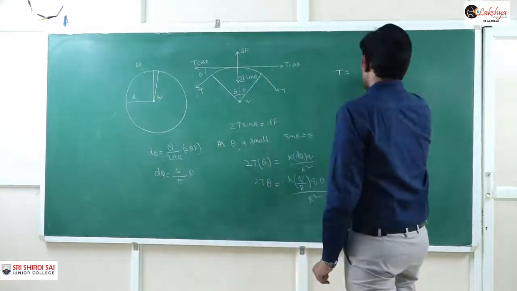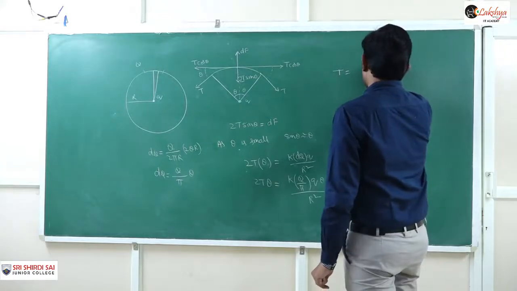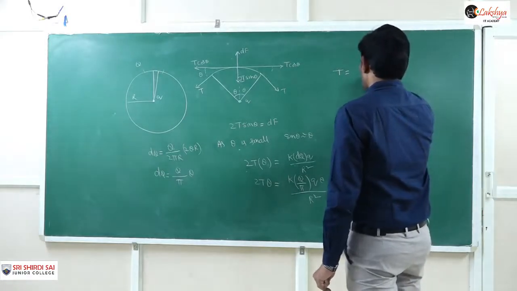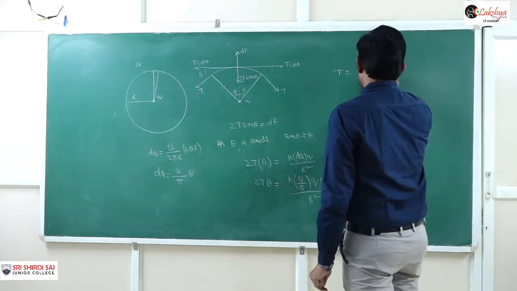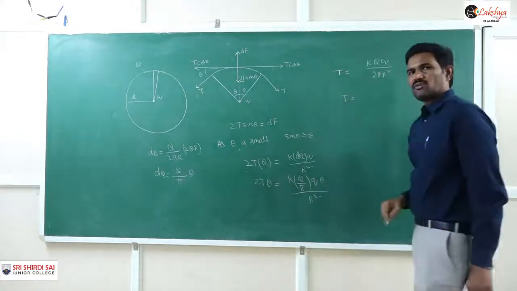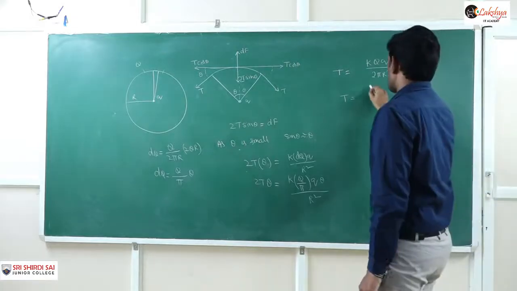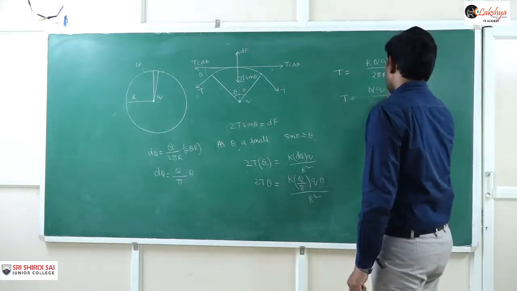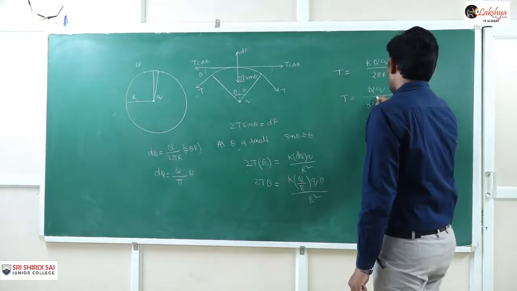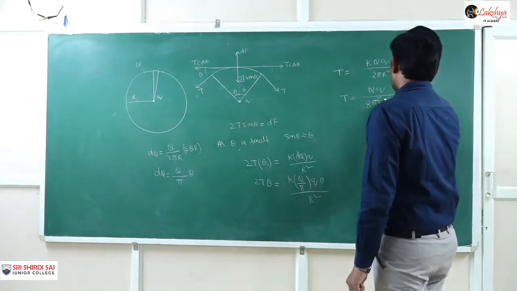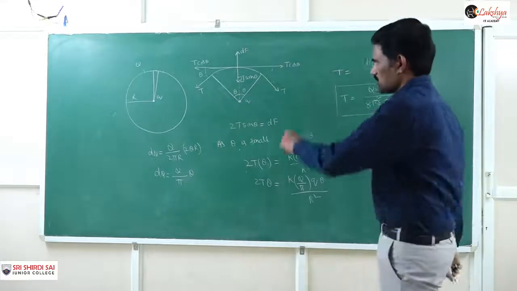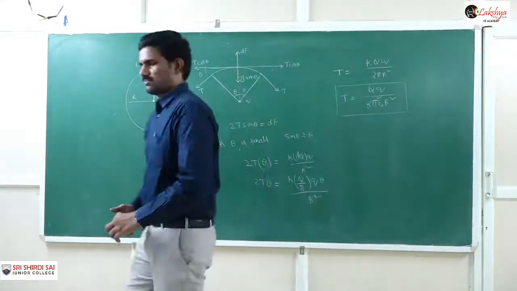Therefore, T is equal to K into Q by 2 pi R square. And if we substitute this K value, which is our proportionality constant, I can write this as Q into Q by 8 pi square epsilon naught R square. So this is the tension developed in that string because of this repulsive force.